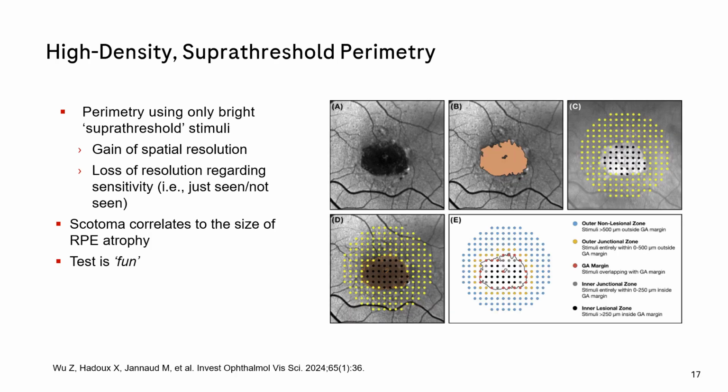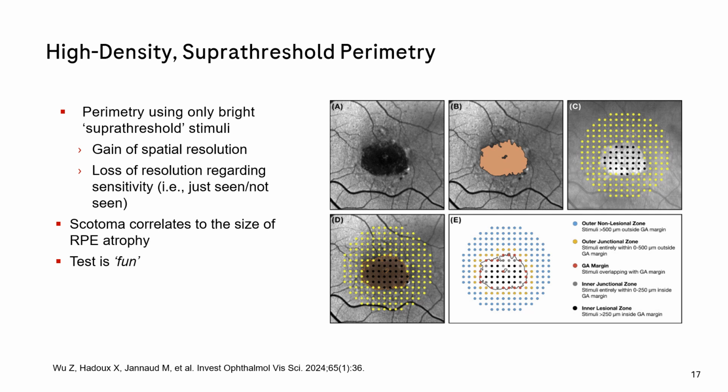Another option to test function in geographic atrophy over time is this concept of high density suprathreshold perimetry, also proposed by Xiaoyu Wu. And the principle is, instead of doing psychophysical testing where you test each step of the sensitivity scale, you simply select a very bright stimulus, for example, the 0 decibel stimulus or the 10 decibel stimulus, and then you show each stimulus just once, and the patient has to press the button if he saw it or not. And that way the test goes extremely fast, and you can test a lot of test points.